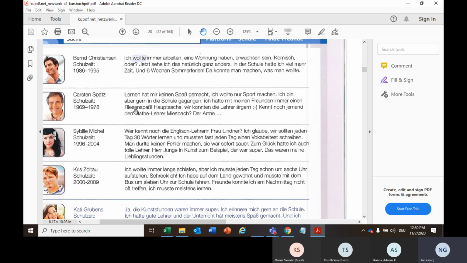Some of what you mentioned is partially correct. So Lernen hat mir keinen Spaß gemacht. So learning never made him any fun. Ich wollte nur Sport machen. I always wanted to do sport. So when we add any verb with Sport in German, we always say Sport machen. We usually don't say Sport spielen, to play sport, but to do sport. So Sport machen, not Sport spielen.